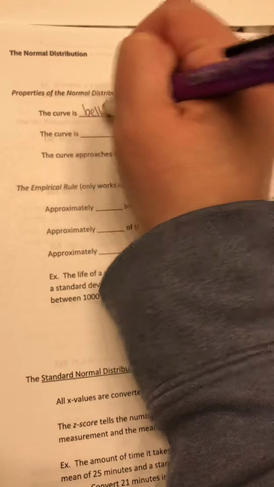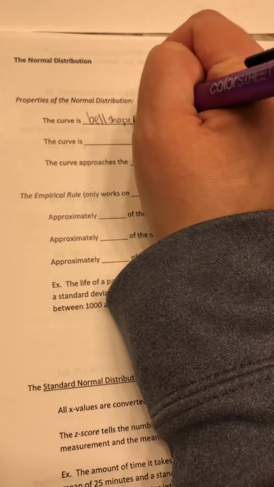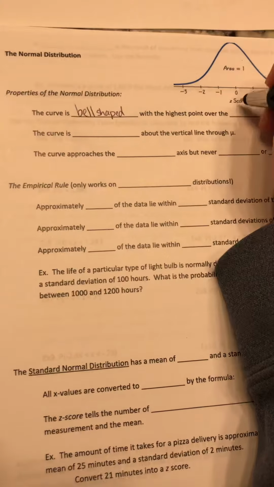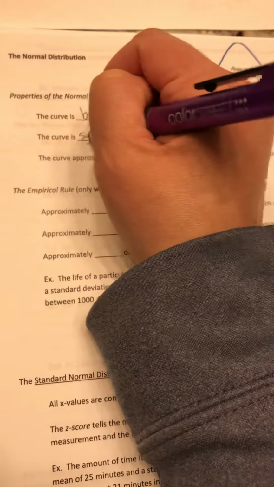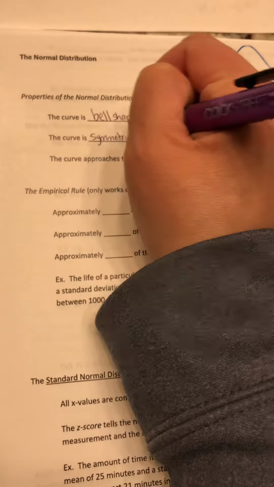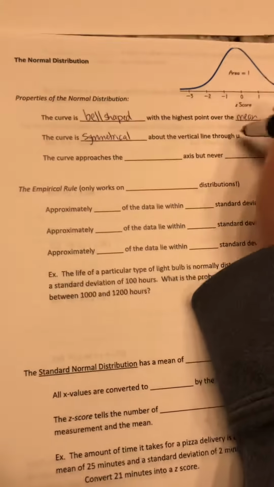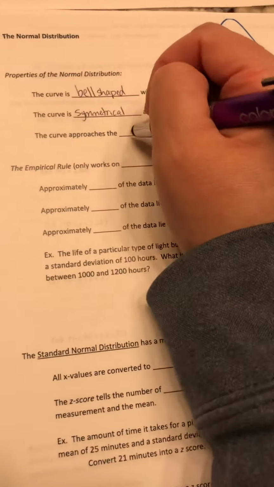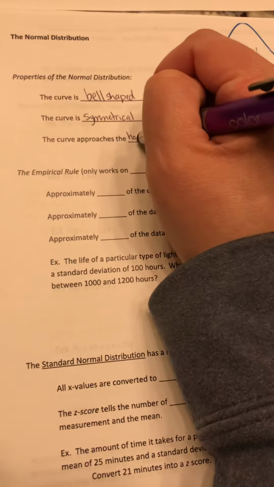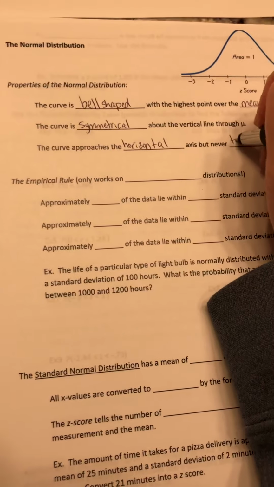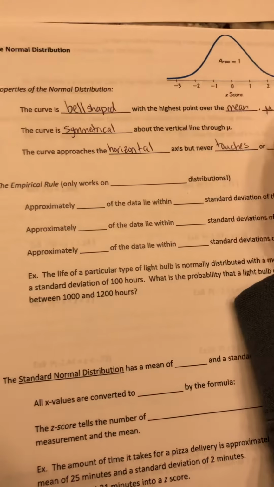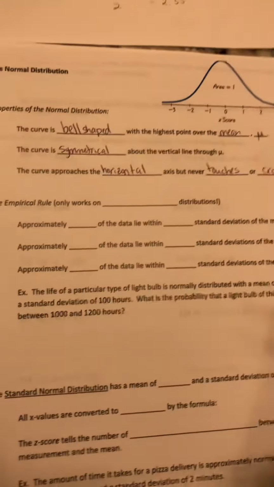So anyways, the curve is bell-shaped, and this goes right along with the PowerPoint, with the highest point over the mean mu. It is symmetrical. I'm just going to fill in all these blanks, and then I'll show you a picture about the vertical line through mu, and the curve approaches the horizontal axis, but it never actually touches or crosses it.